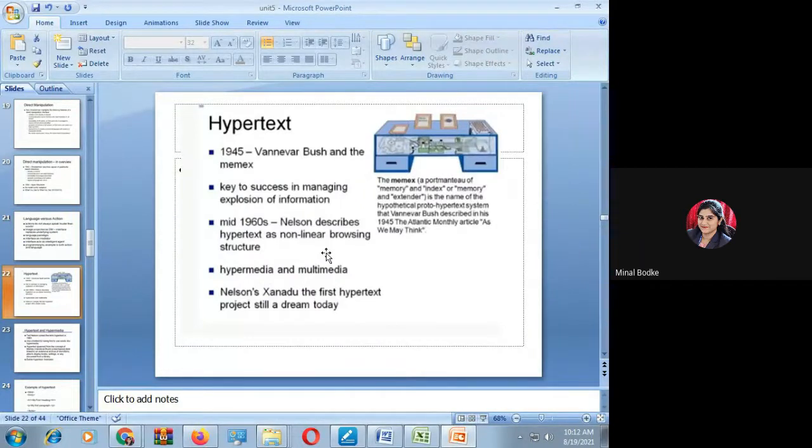Then next is hypertext. I think there is no need to explain what hypertext is. It was developed in 1945 by Vannevar Bush, with the Memex. Memex is nothing but a memory or index location. Using the index or memory location, you point to the objects on the screen. It is nothing but hypermedia and multimedia. Basically, hypertext was used for pointing to multimedia, but it was not much used while designing interfaces.